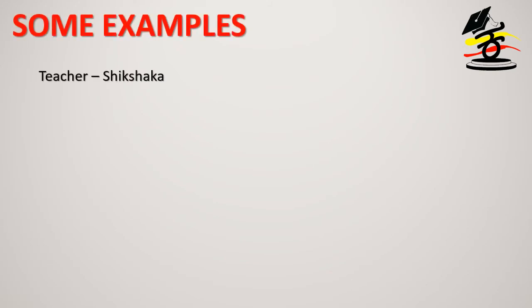So coming to examples, when I talk about teacher, it is Shikshaka, and it is ending with the tone A. So you will be assuming it as male. Fine. And when it is Shikshaki, this is ending with I. Okay. So this means the teacher is female.